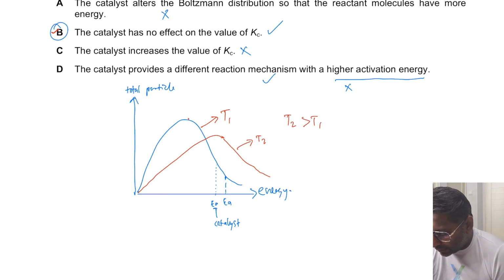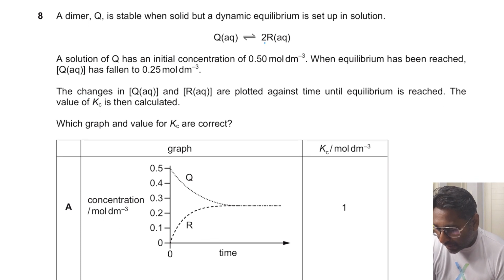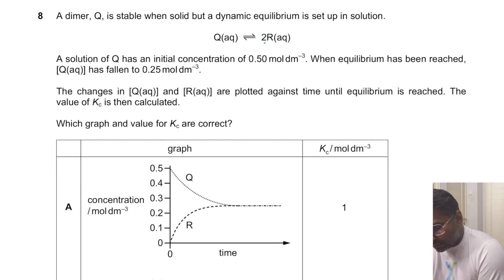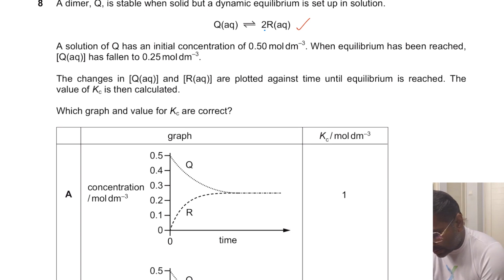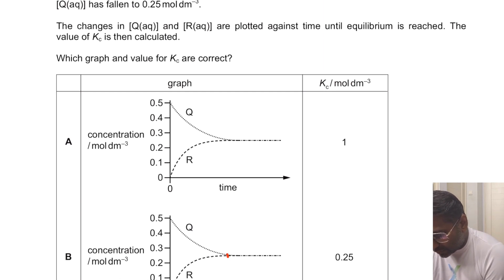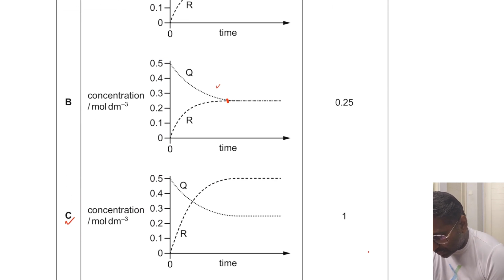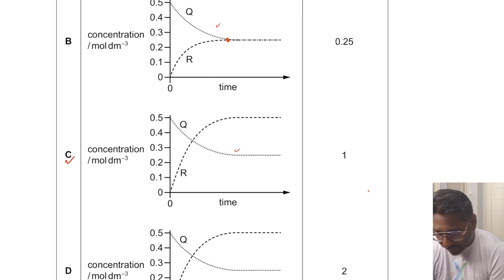Okay, next. So number 8, a dimer Q is stable when solid, but dynamic equilibrium is set up in the solution. So you have this equation. A solution of Q has an initial concentration of 0.5 mole per dm cube. When equilibrium has been reached, the Q has fallen to 0.25. So let's look at Q from 0.5 to become 0.25. Okay, Q is correct, 0.25.